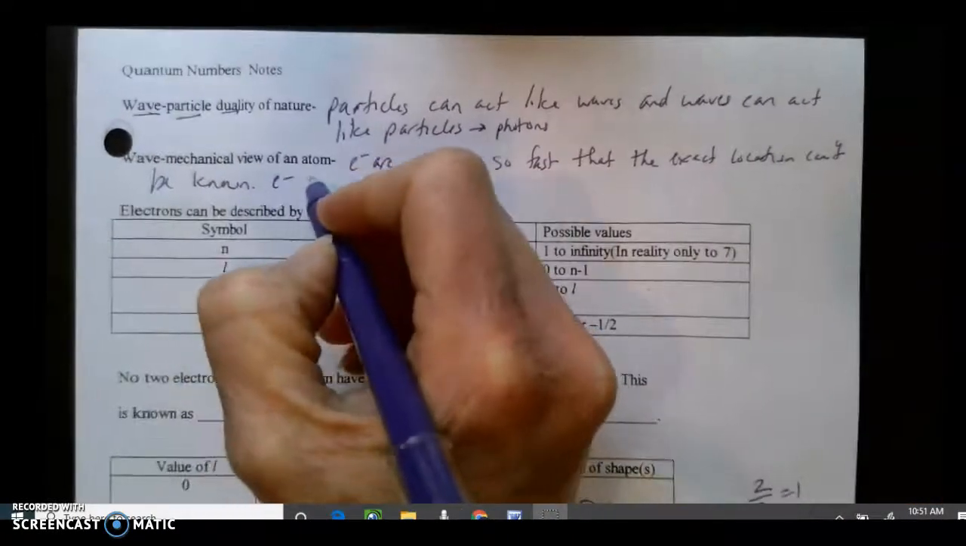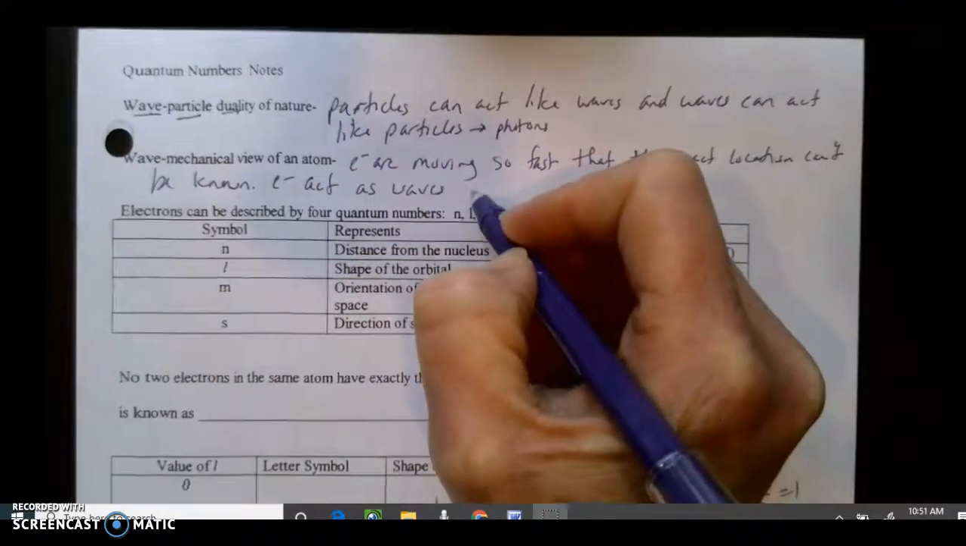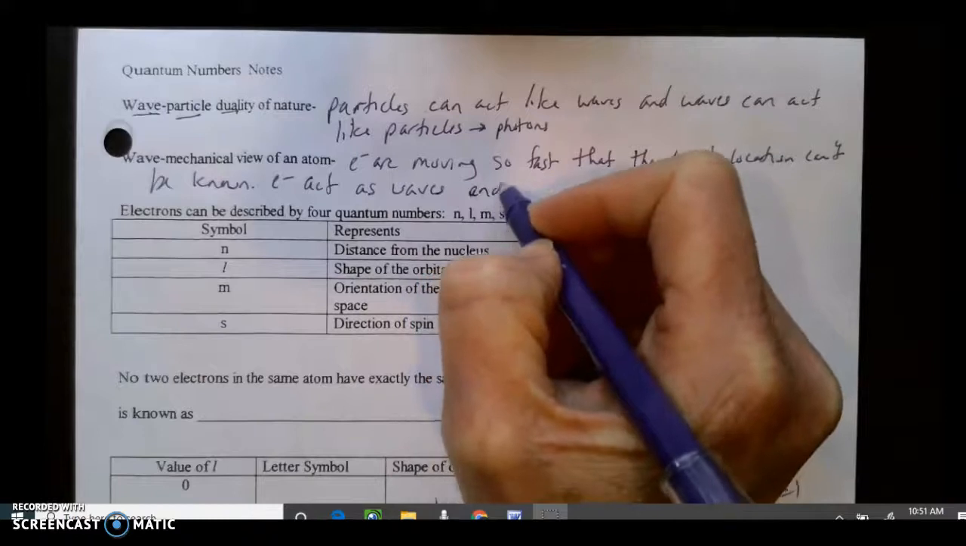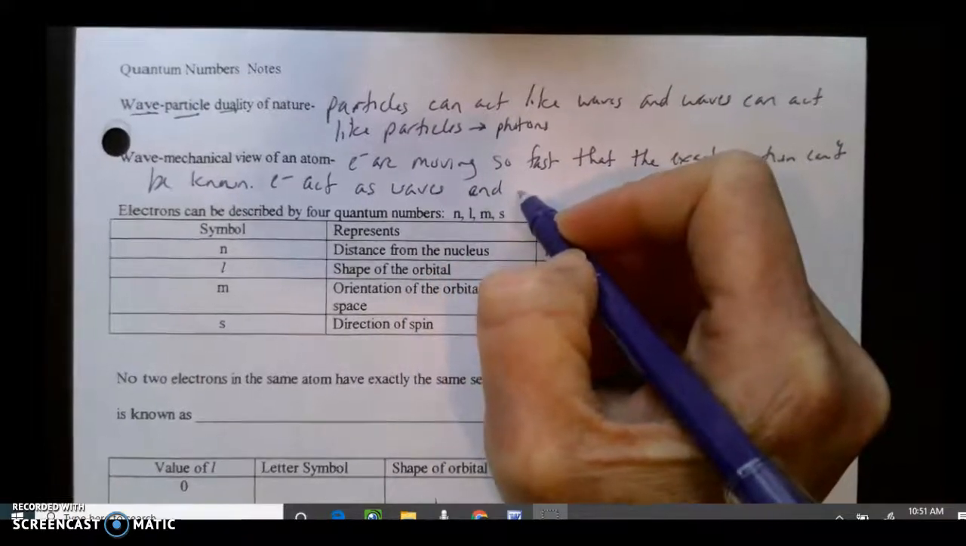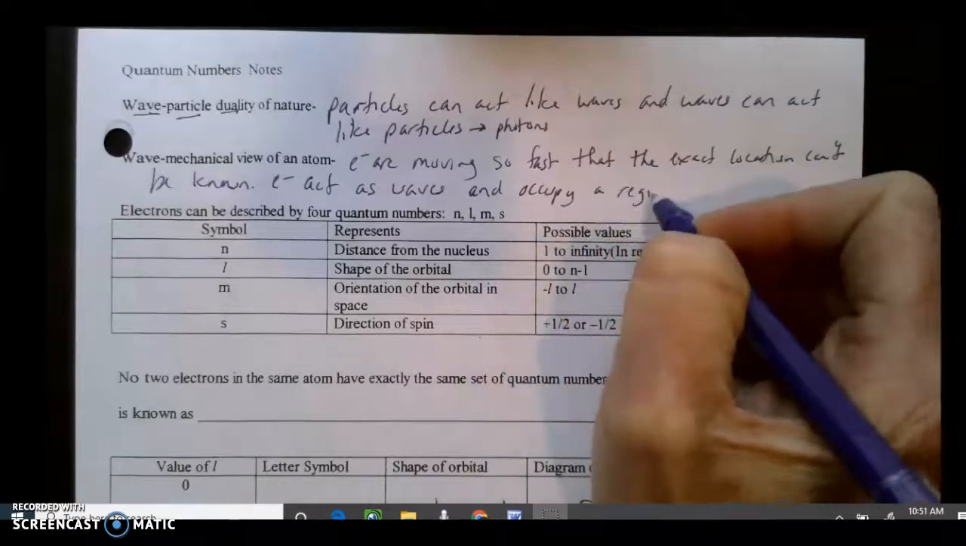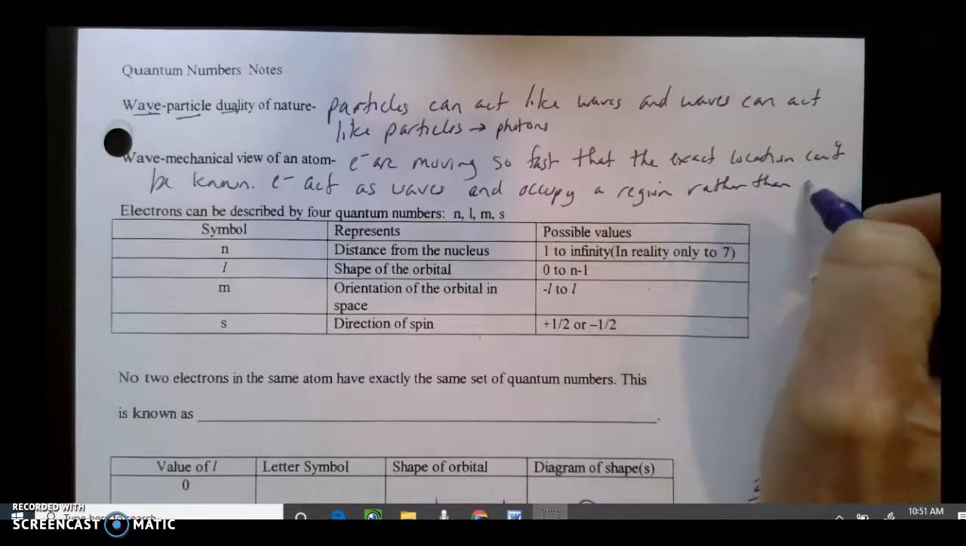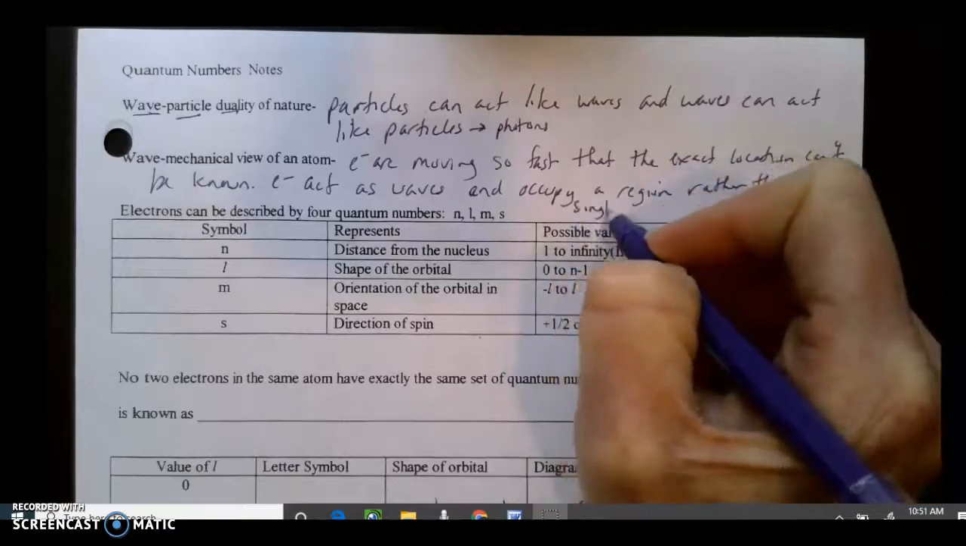So electrons act as waves and occupy a region rather than a single point.